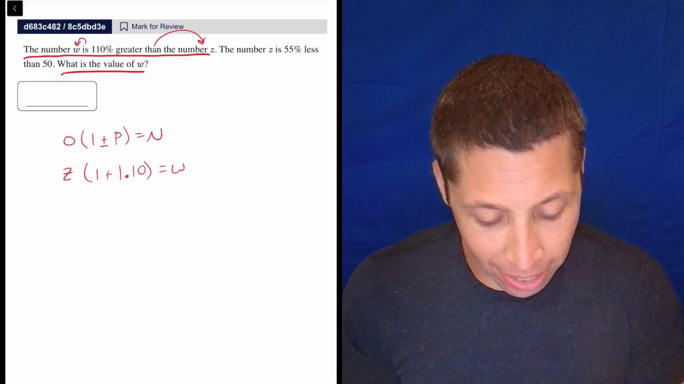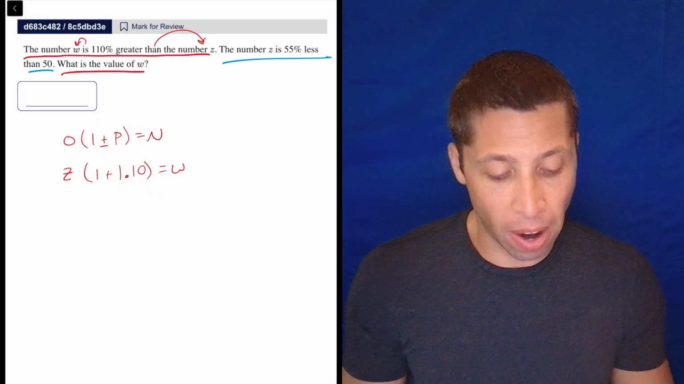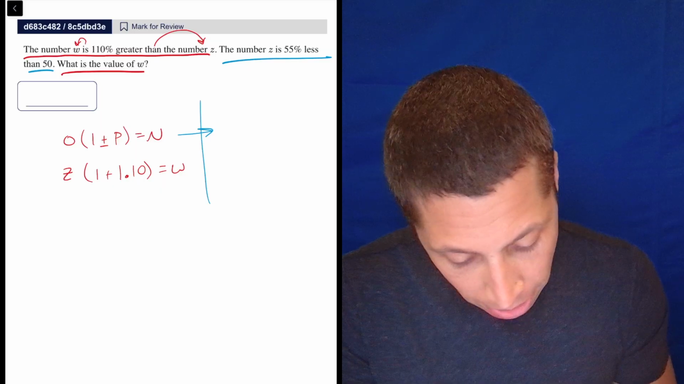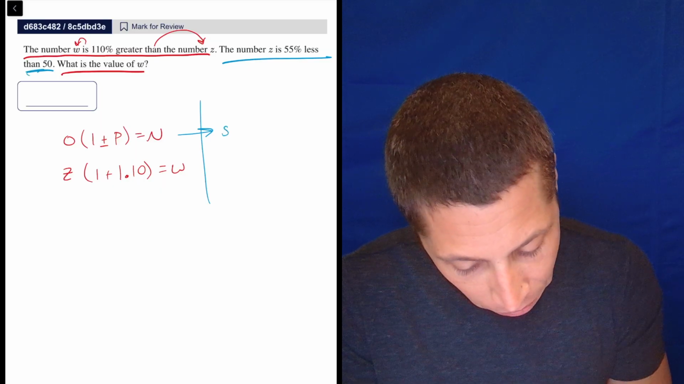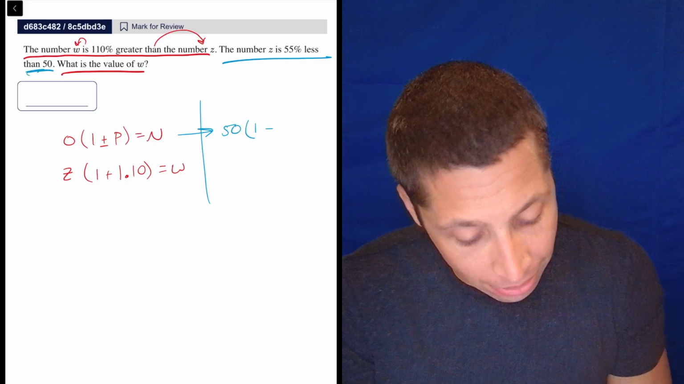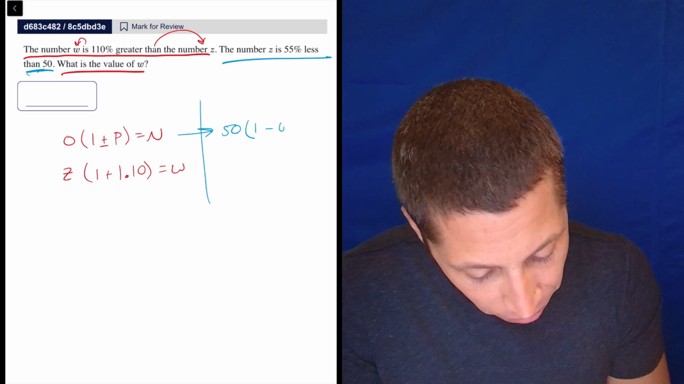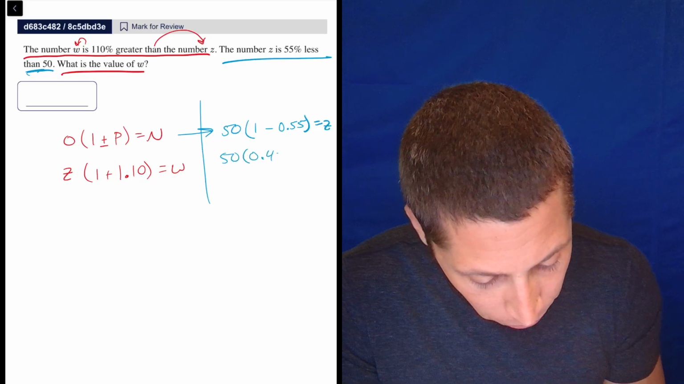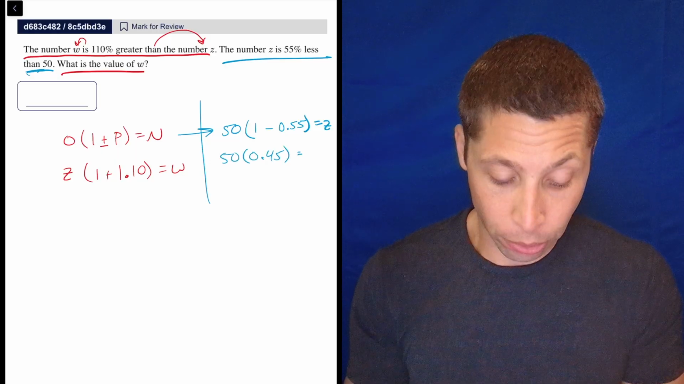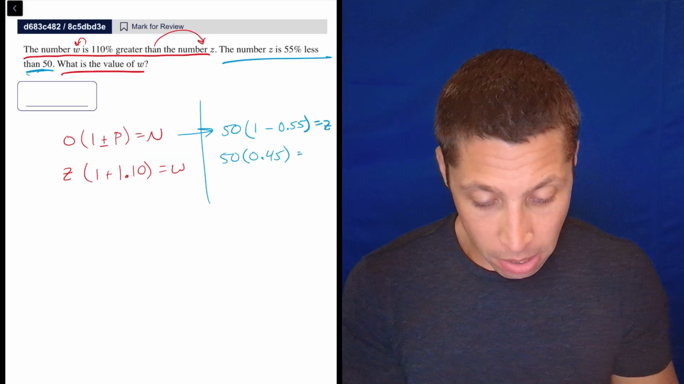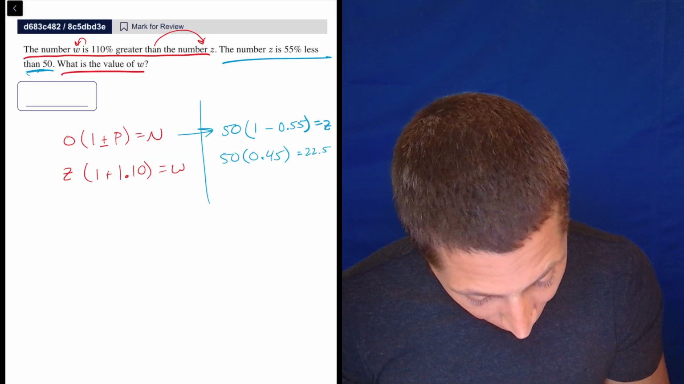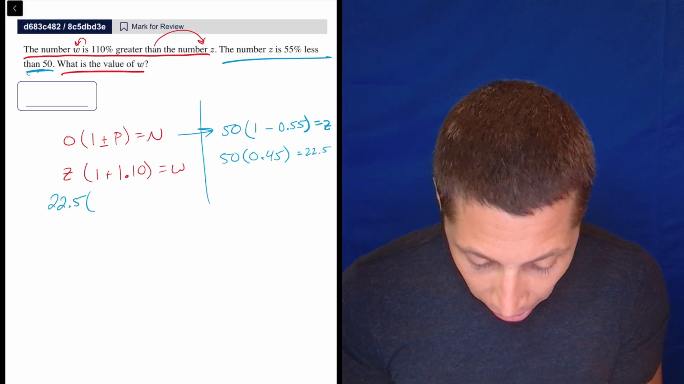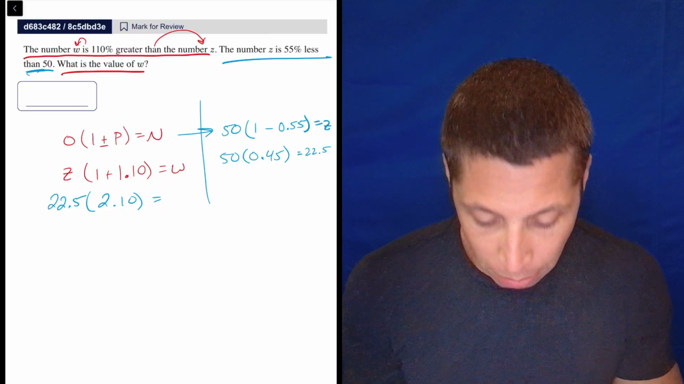And if we just read the next sentence, it's kind of like right there, right? The number Z is 55% less than 50. So let's just do that, right? So that's another open formula like this one. Here, though, less than 50 tells me 50 is my original, and 1 minus because it's less than, and then 55% is 0.55, and that's going to be the Z. So 50 times 0.45, I don't know what that is, but the calculator knows. So 50 times 0.45 is 22.5. That's now my Z. So that can come in here. So 22.5 times 2.10, and that's going to be my W.